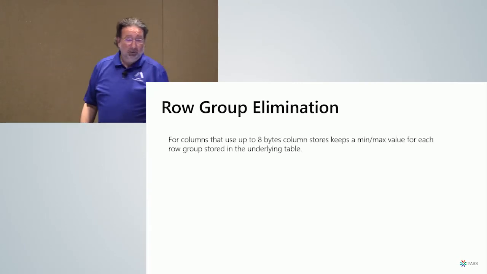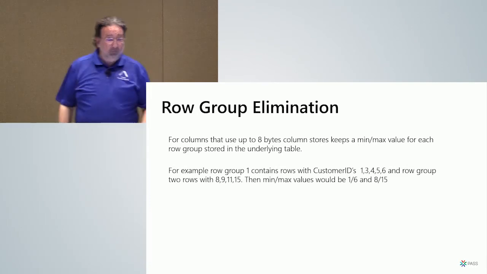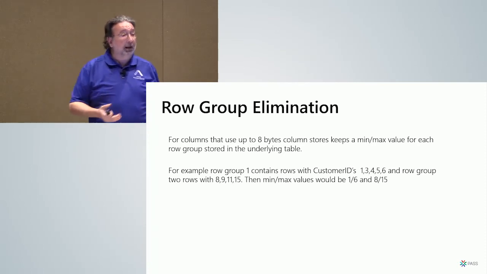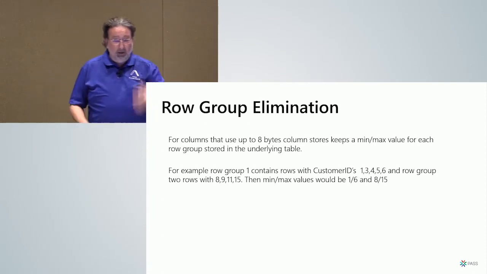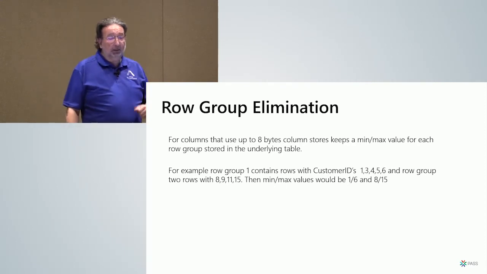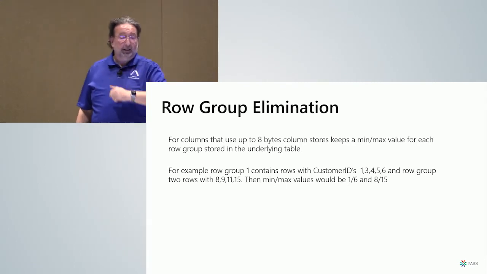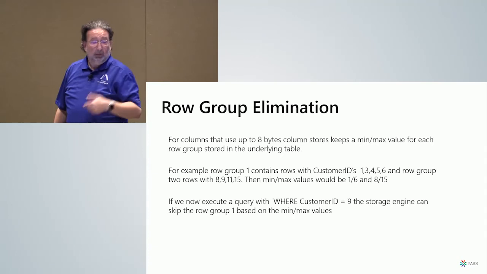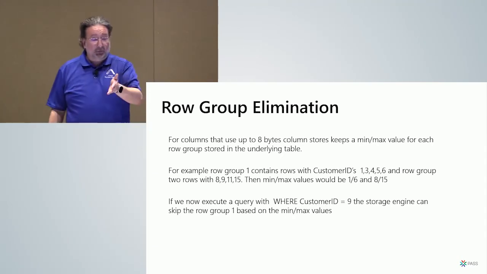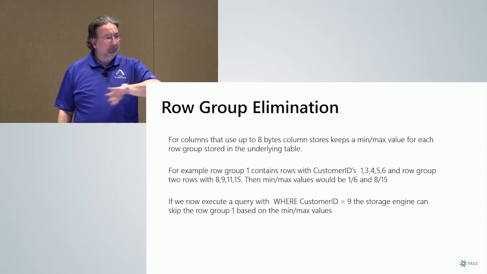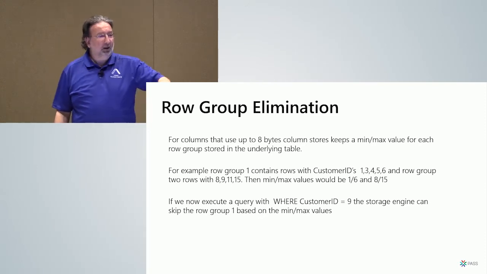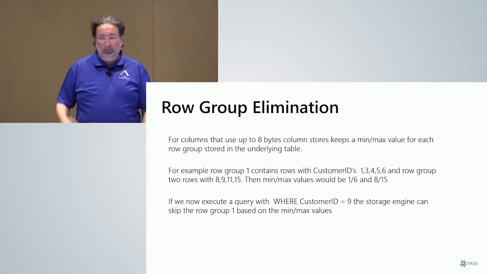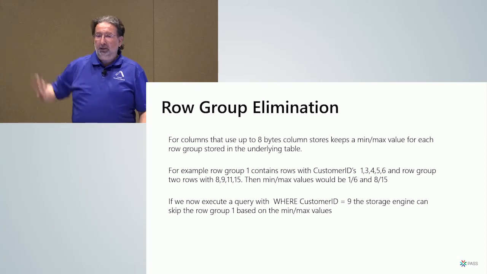So let's go through that. Let's imagine you have one row group that has customer IDs 1, 3, 4, 5, and 6, and the second one has 8, 9, 10, 11, 12. The min and max values would be 1 and 6 for the first row group and 8 and 15 for the second one, and so on. So if you run a query where customer ID equals 9, it will look at the first row group and say, 9's not between 1 and 6. Not processing it. There's no possibility it will ever be there. Just move on to the next one. Oh, yeah, that's within. Let's process it.